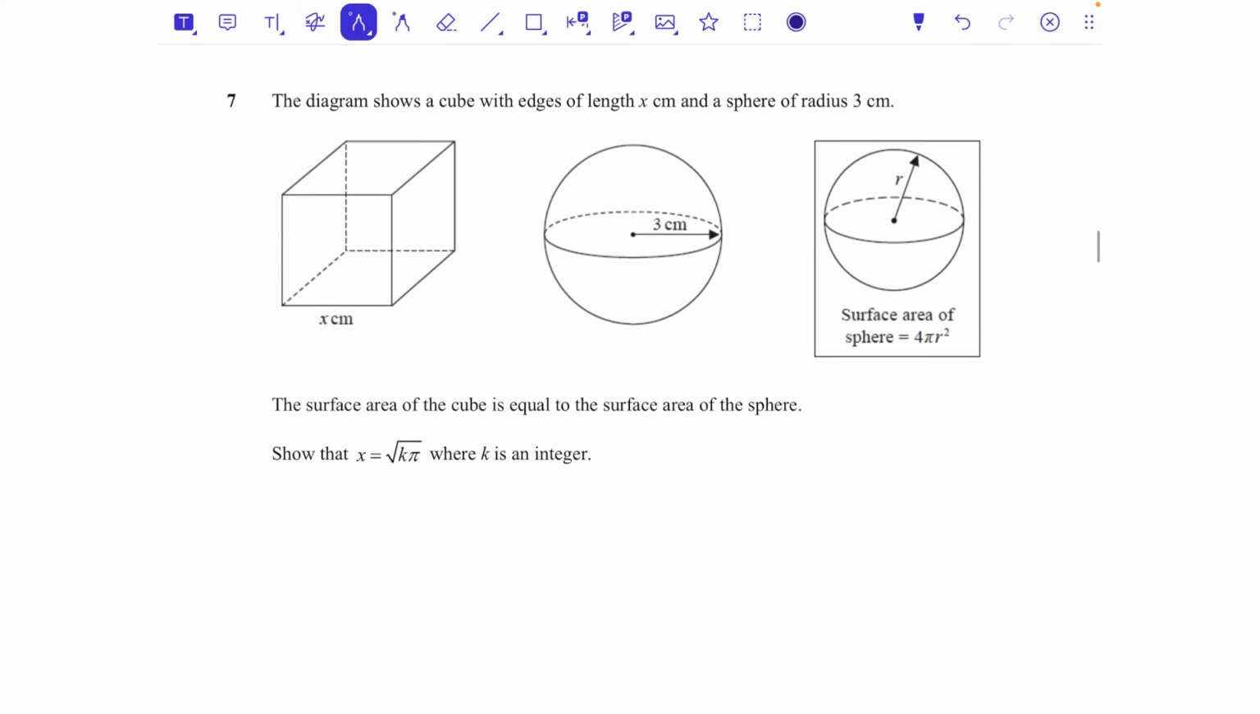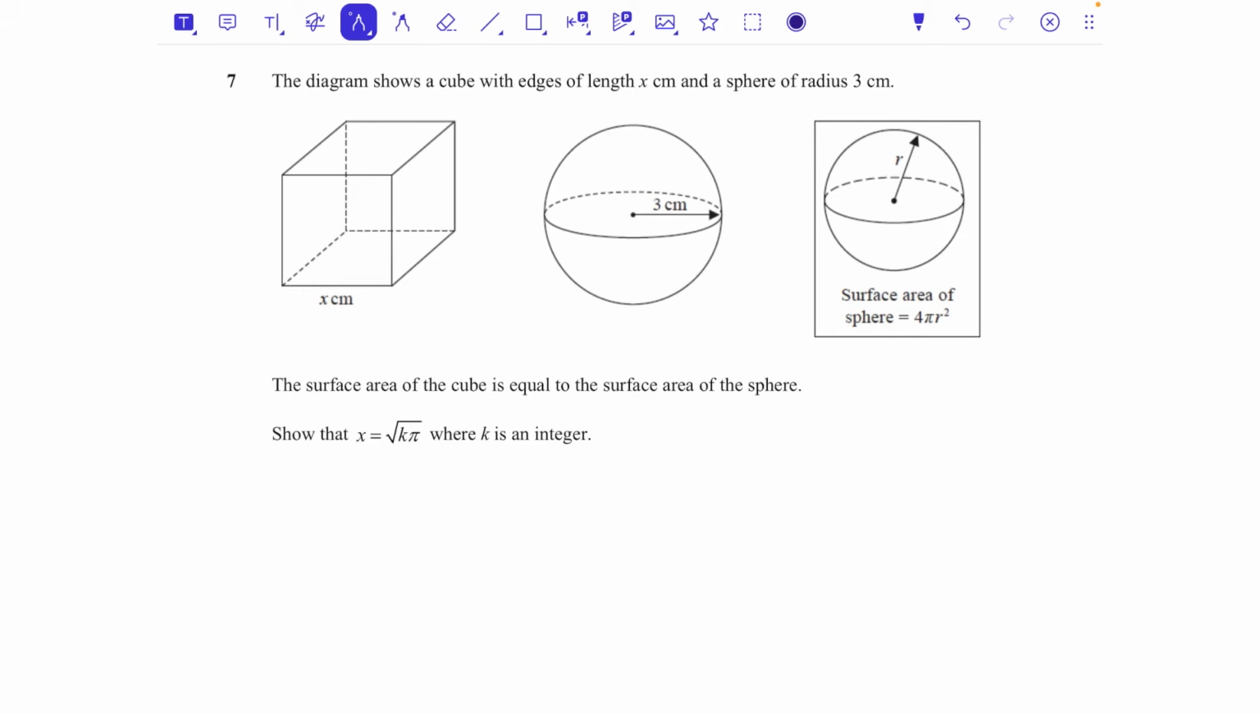Okay, question number 7. The diagram shows a cube with edges of length x and a sphere of radius 3. The surface area of the cube is equal to the surface area of the sphere. Now this is a massive clue to make an equation. We're going to do the surface area of this is equal to the surface area of this, and we're given the formula here for the surface area of a sphere.